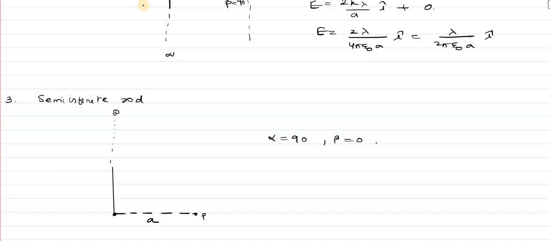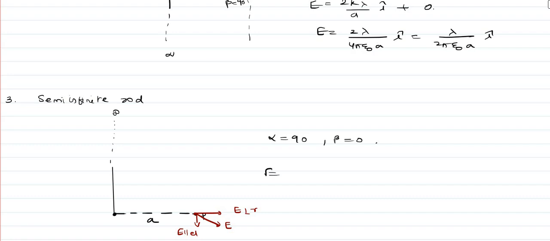Because we have taken exactly the end of the conductor, beta is 0. So what will be the electric field? The electric field will again be in this direction. One will be the perpendicular component, another one is the parallel component. We are going to find it out.